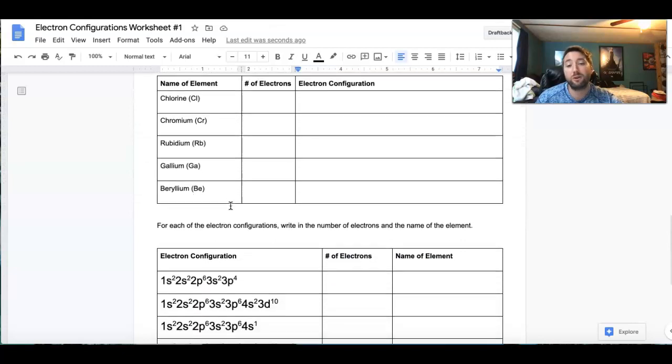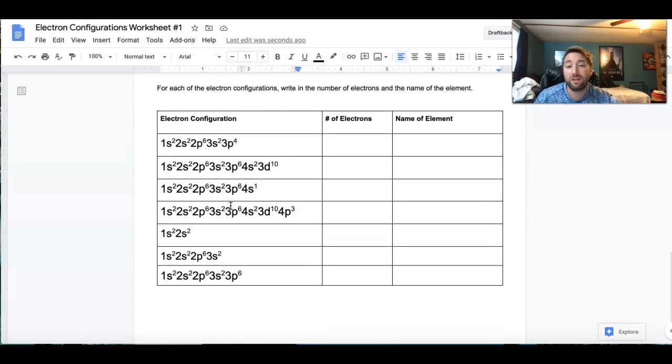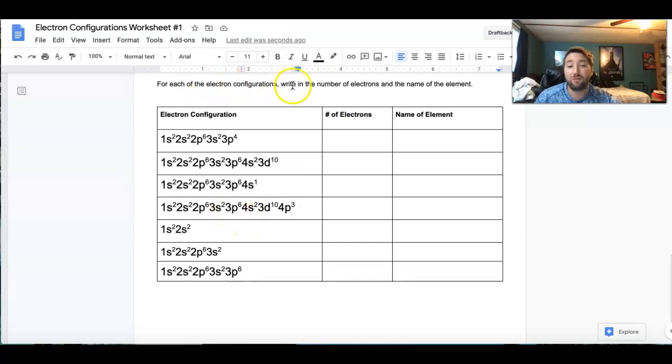So you have to do the rest of those on your own. And now down here, it says, for each of the electron configurations, write in the number of electrons and the name of the element. Alright, so this is really easy, and it looks more difficult than it is. So all you have to do, here's the trick, is just take the little exponent numbers, like up here at the top, and just add them all together. And you can even use a calculator if you can't do mental math in your head.